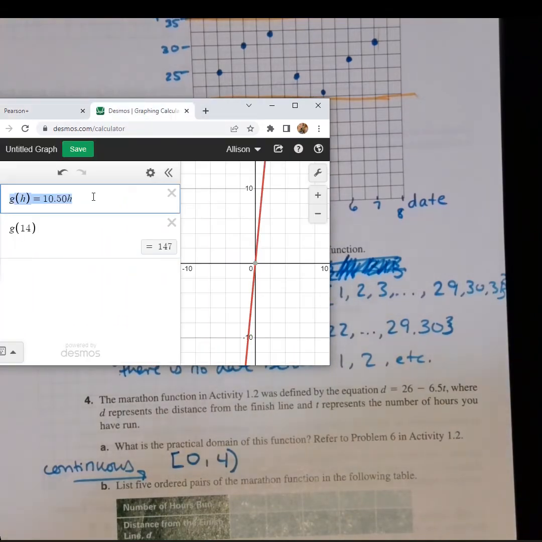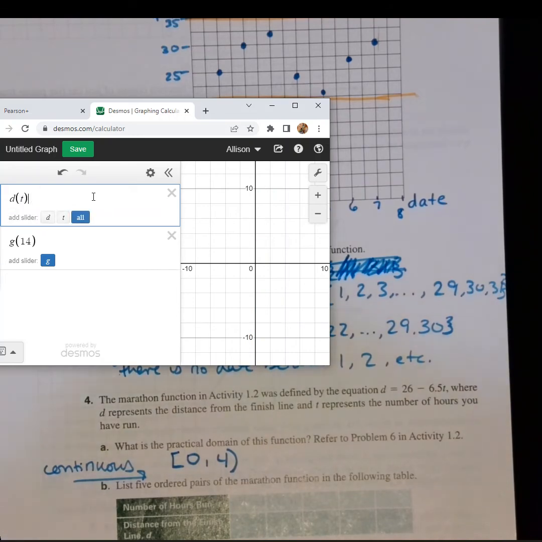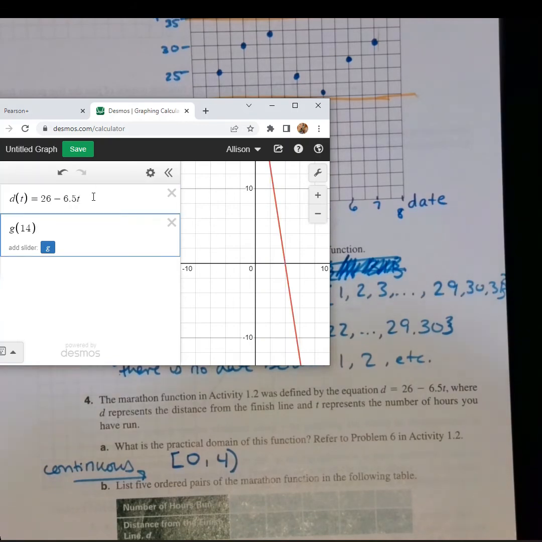So this value, we'll call our function d of t is 26 minus 6.5t, and we'll make a table. We don't need to do one at a time.